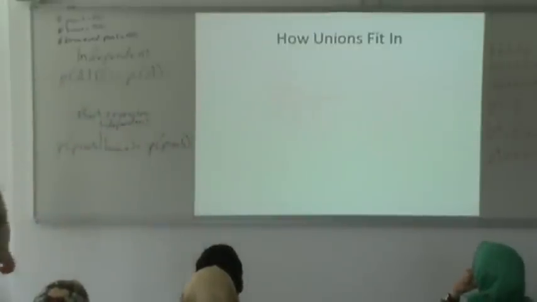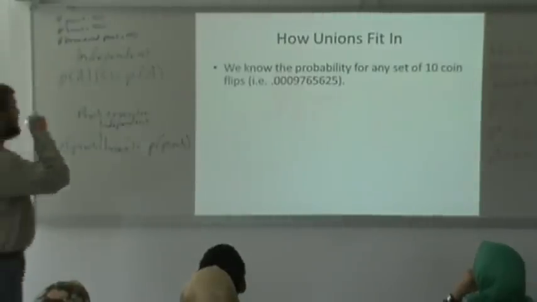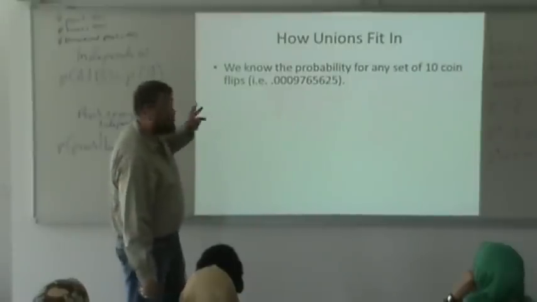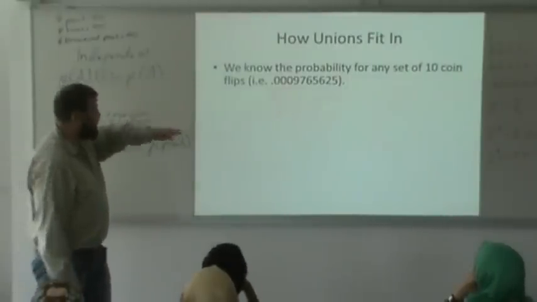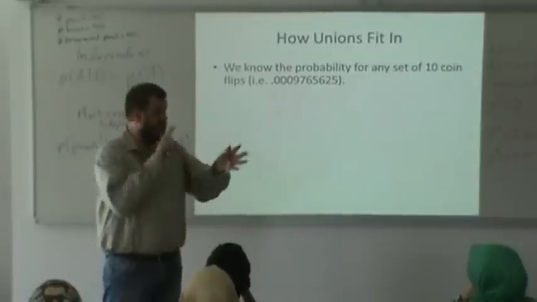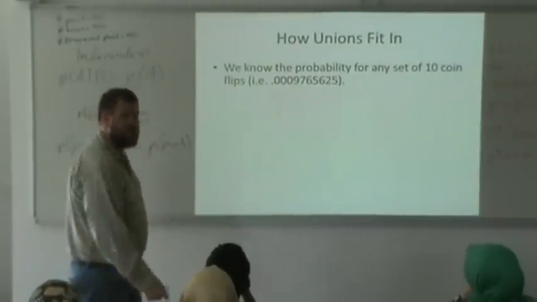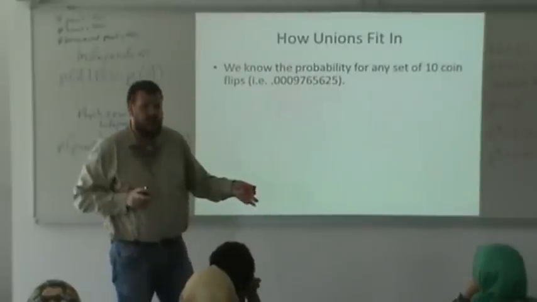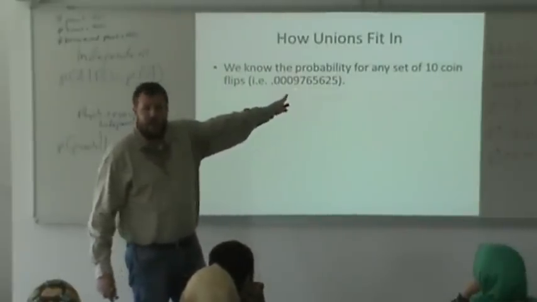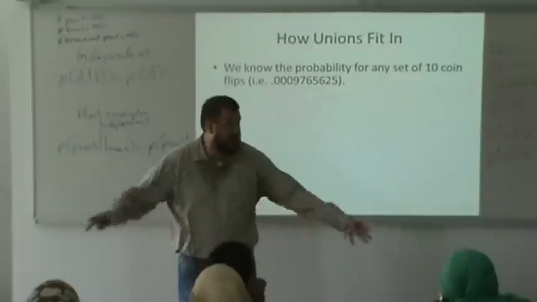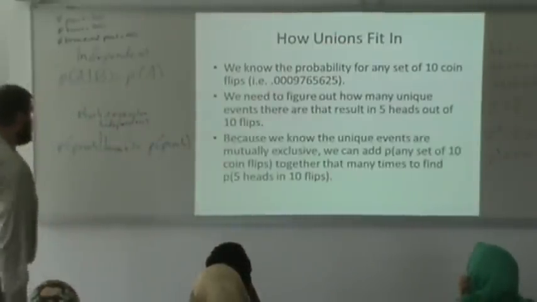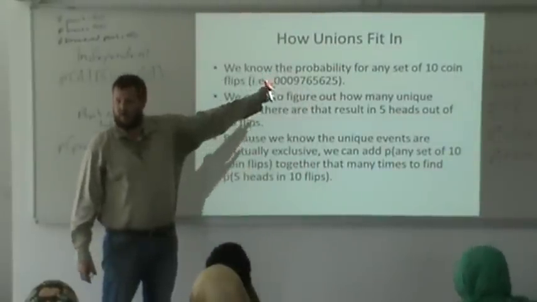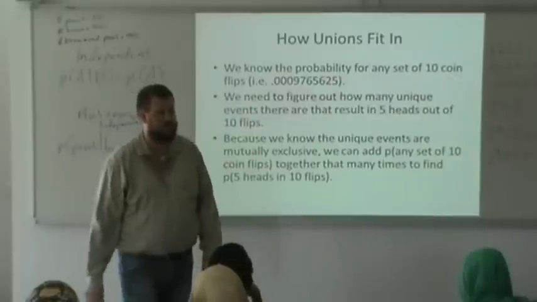All right. So how do unions fit in with all this? So we know the probability for any set of 10 coin flips, right? So we had the heads, whatever it was. We said the probability of observing that was this. Now the question is how many different ways could we get 5 heads? Since these are mutually exclusive events, each way of getting the heads is a different event, so we can just add up this probability to itself the number of times that we have. So we find that number and then we multiply it by the number that we determined. Make sense?